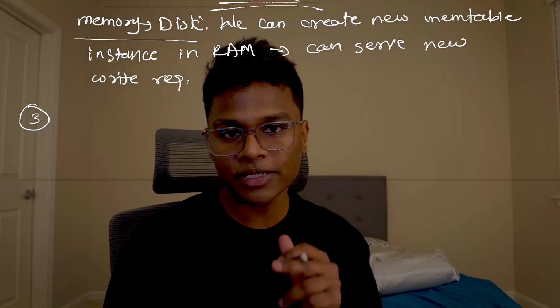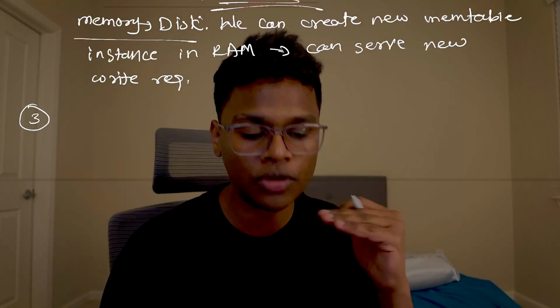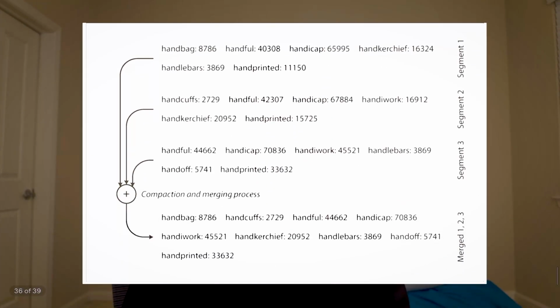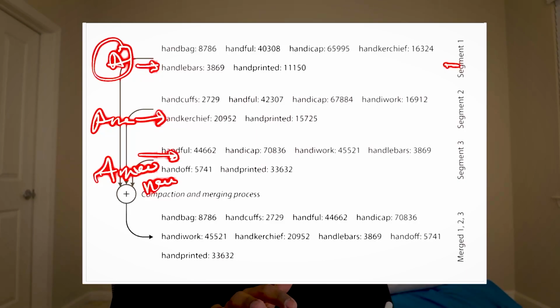If it is not present in the RAM, we will check the most recent segment from the disk. So what I mean by that is we have multiple segment files, right? Let's say this was our memtable, this is dumped in segment 1, then a new one came, this is dumped in segment 2, then a new one came, this is segment 3, but compaction has not happened yet.